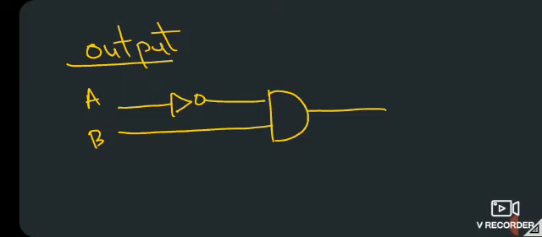In the circuit, there are two gates: a NOT gate and an AND gate. The NOT gate has one input and one output. The NOT gate is an inverted version.